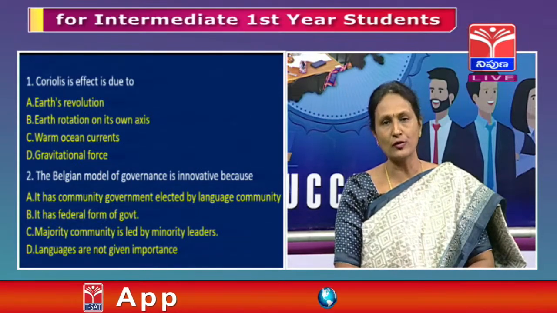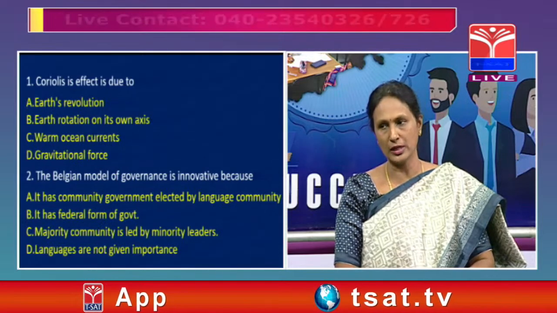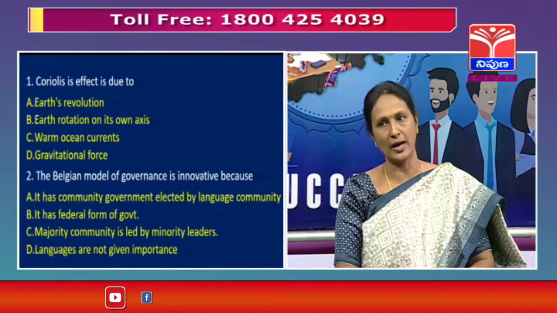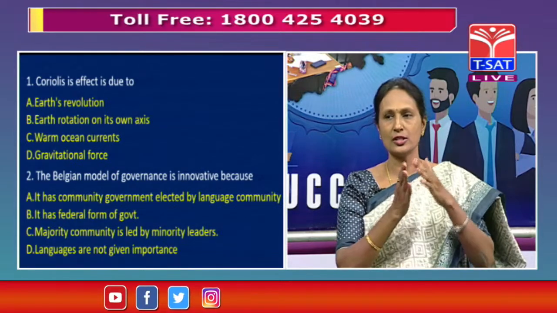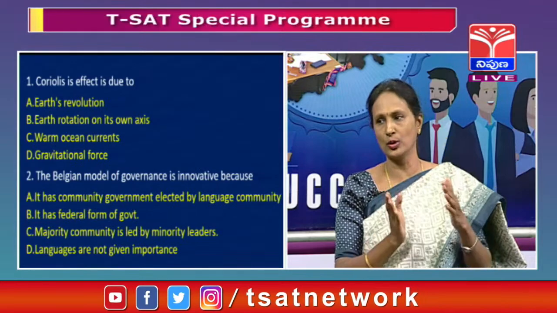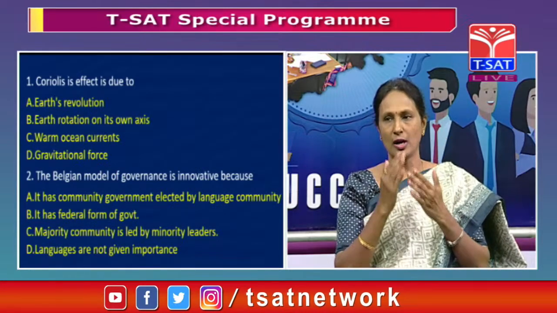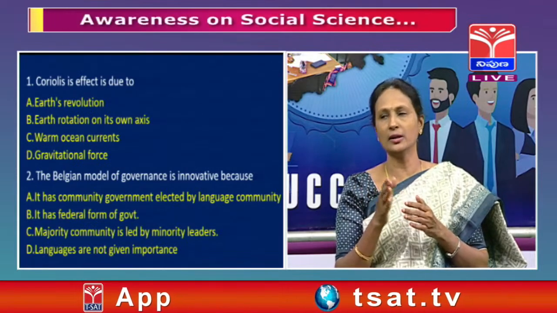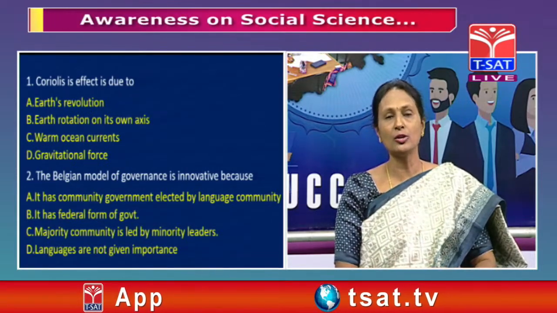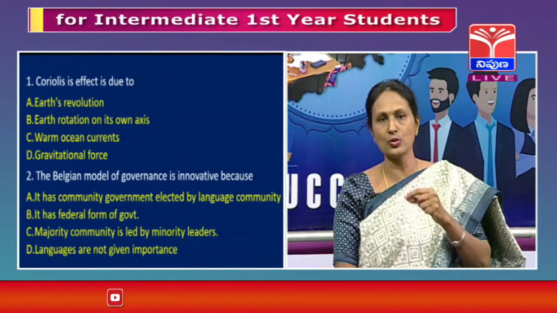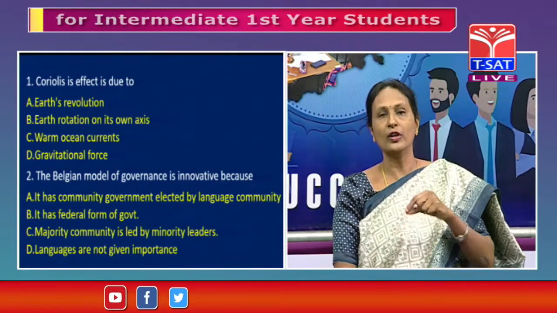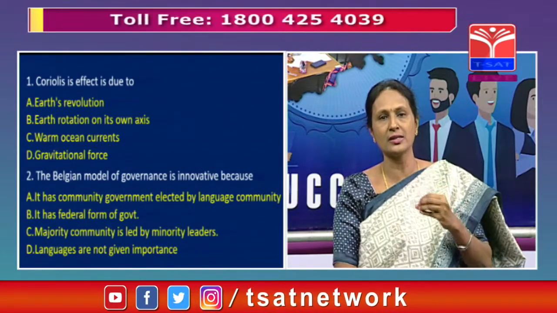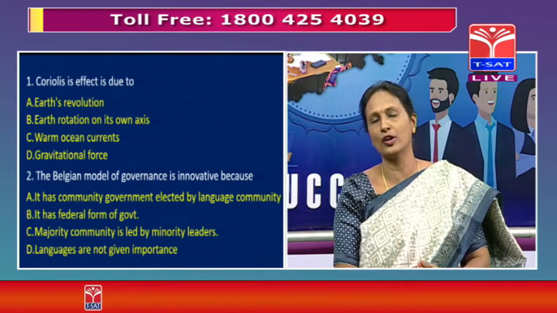So here we have to understand what the federal form of government is. When there is a power distribution between the central government and the state level, there is a distribution of powers. We have government at 2 levels. So is this related to the answer or not? Then the third one, majority community is led by the minority leaders. To choose the answer for such a question, we have to understand the prerequisites, the characteristic features of a democratic form of government.